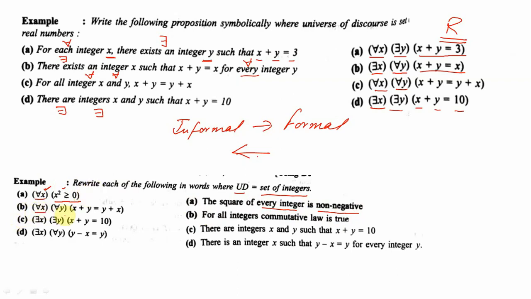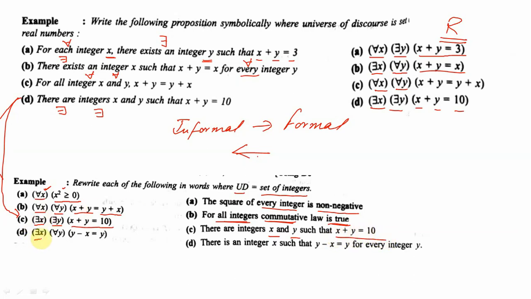For all x, for all y, x plus y is equal to y plus x. So I can say for all integers, x plus y is equal to y plus x. You remember what this is? This law is called the commutative law. So for all integers, the commutative law is true. There exists a value x, there exists a value y such that x plus y is 10. See, this is the same question as before. So there are integers x and y such that x plus y is equal to 10.